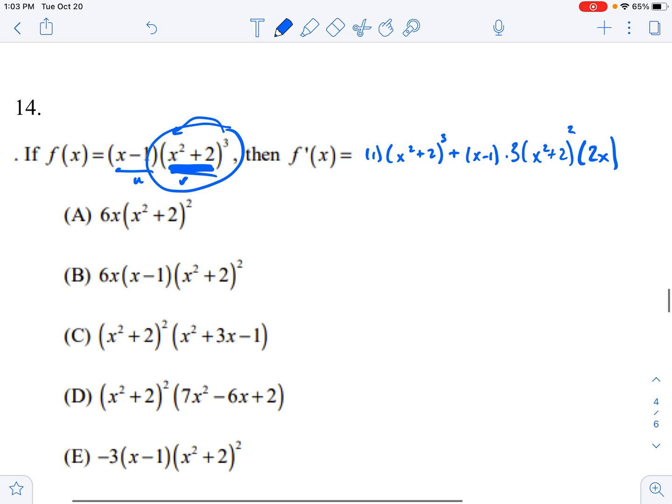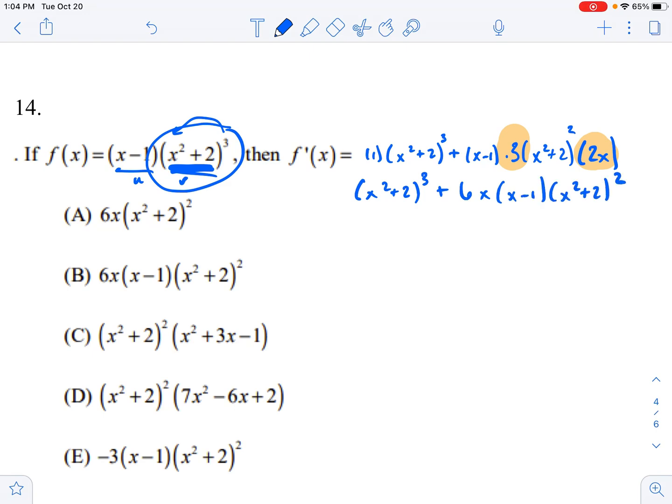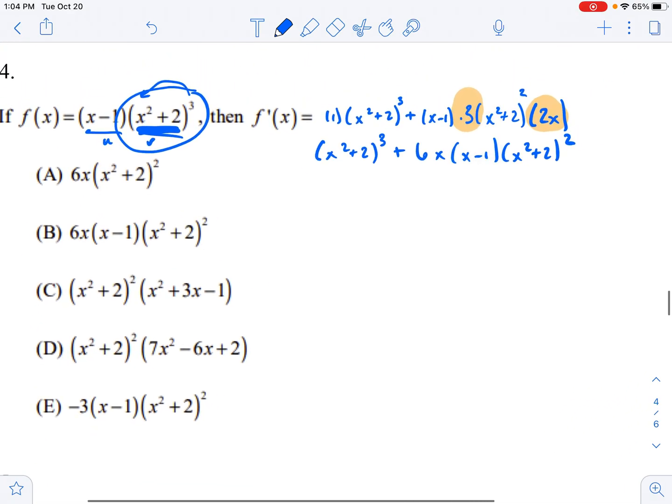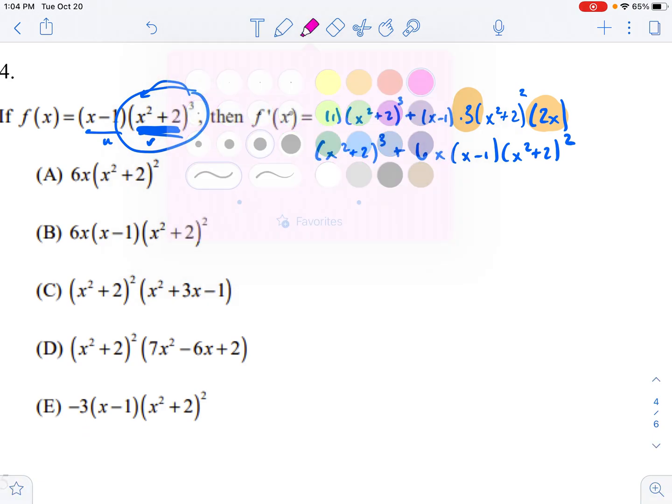Okay, maybe clean it up a little bit, looking at our answer choices here. We're going to have x squared plus 2 cubed plus, if I simplify, 6x, then the x minus 1, and this quantity squared. And part of the trick to multiple choice is being able to match the answers. It looks like our answer choices are all completely factored, okay? So let's try to do that.